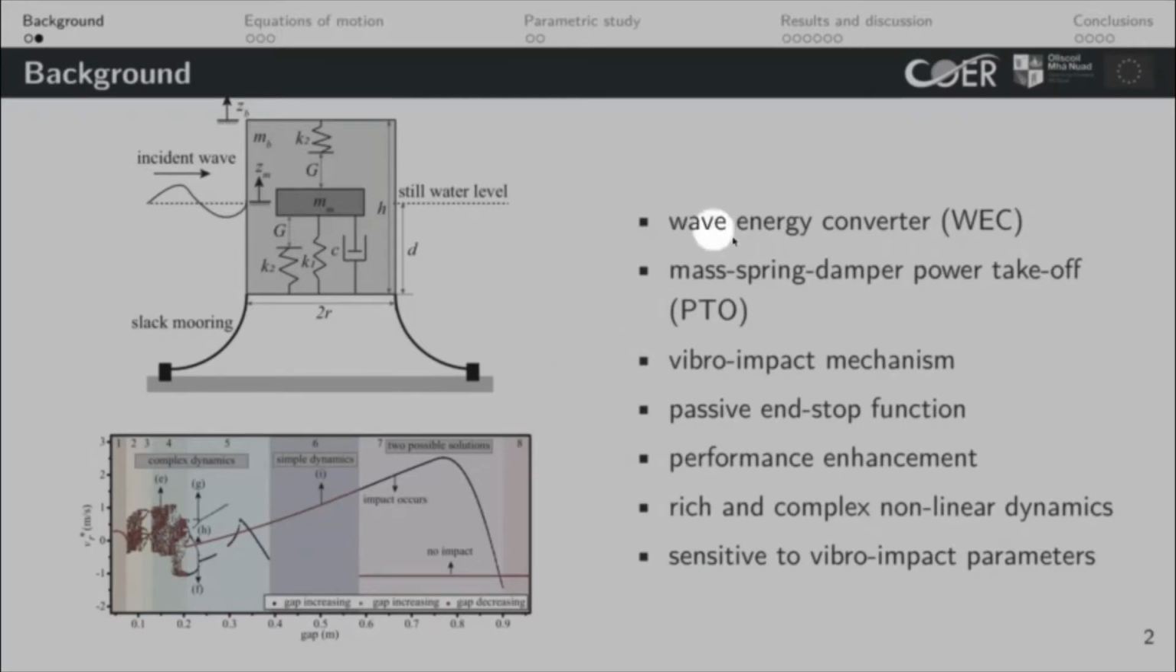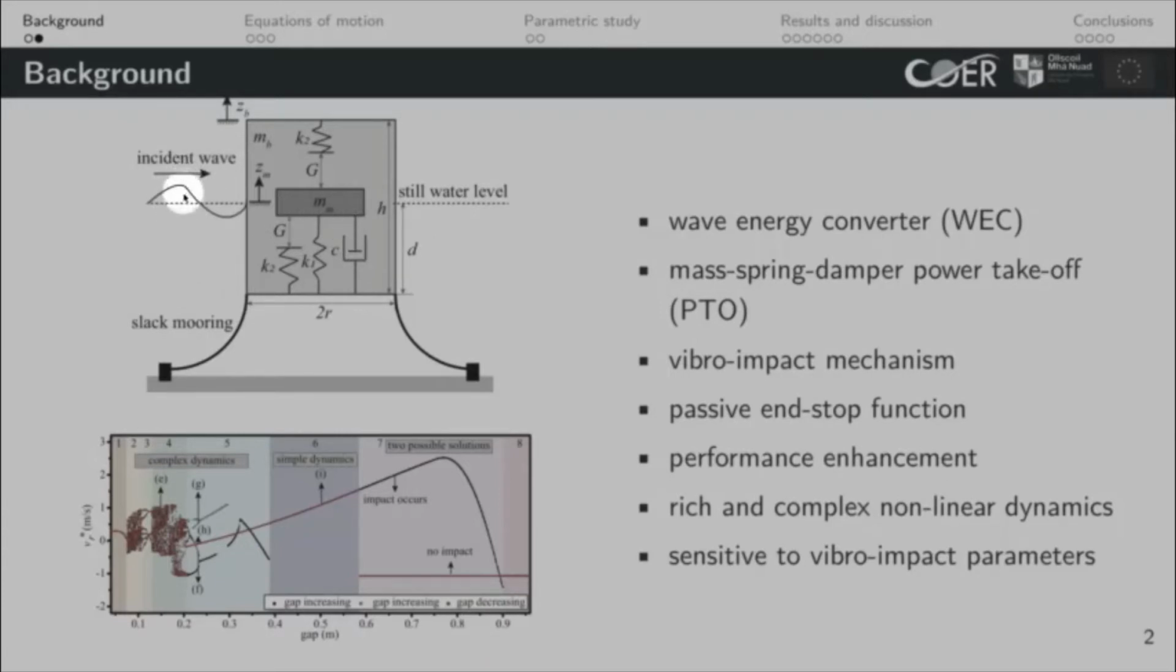A wave energy converter is designed to harvest the energy from ocean waves and generate electricity. As shown in this figure, a floating buoy is applied to harvest wave energy. The buoy will oscillate under the excitation of the ocean waves. An inner mass, spring, and damper are used as a power takeoff system to generate electricity. In practice, it can be a linear generator.